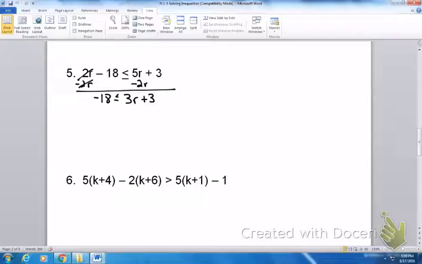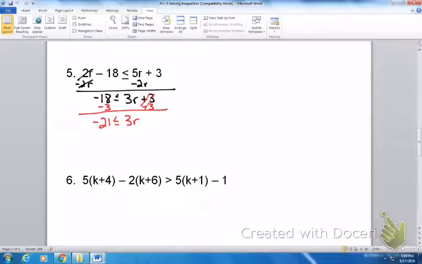Now I need to continue to solve. It looks like I need to move my positive 3 to the other side, so I'm going to subtract it. And you could have done this in your first step, and that's totally fine. Negative 18 minus 3 is negative 21, is less than or equal to, let's see, 3r, because the 3's cancel.